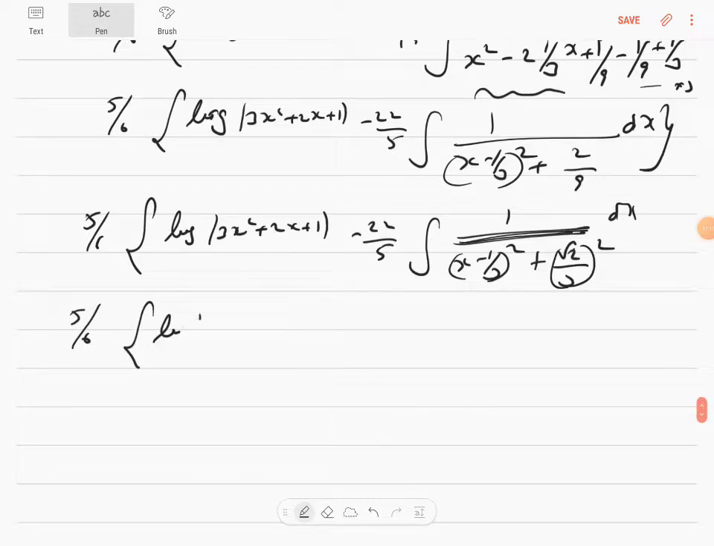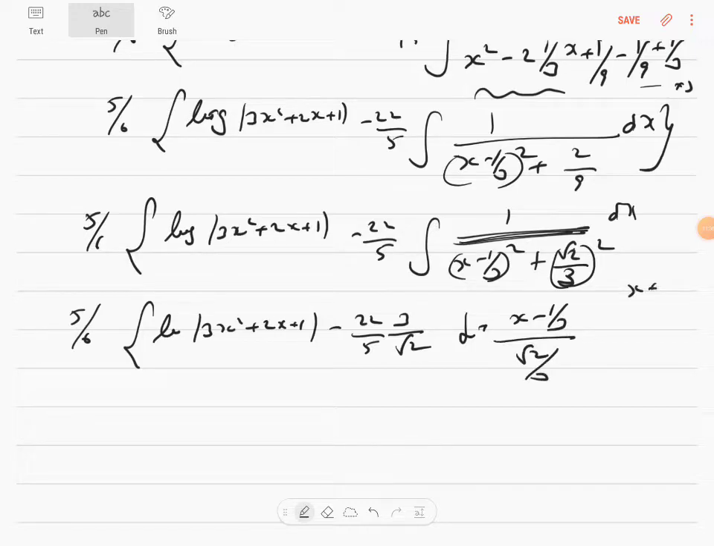So 5 by 6 log of mod of 3x square plus 2x plus 1 minus 22 by 5 into tan inverse, 1 by a, 1 by root 2 by 3, it will become 3 by root 2 into tan inverse of x minus 1 by 3 by root 2 by 3. I didn't assume it as t, I could have assumed it as t, okay. I could have got dx by dt, I will still have to put the same formula, okay.